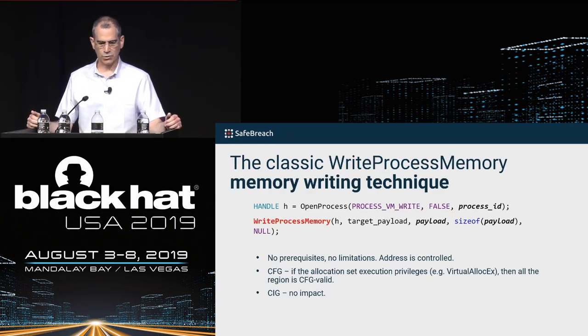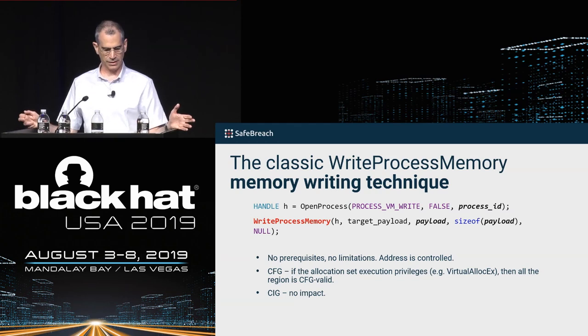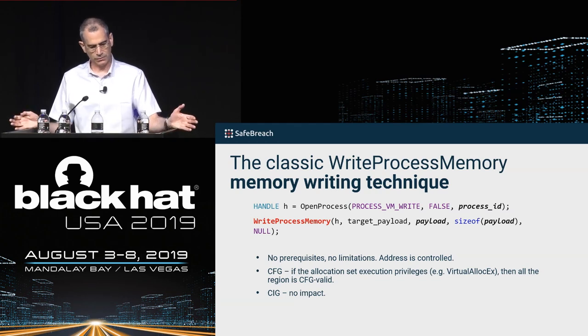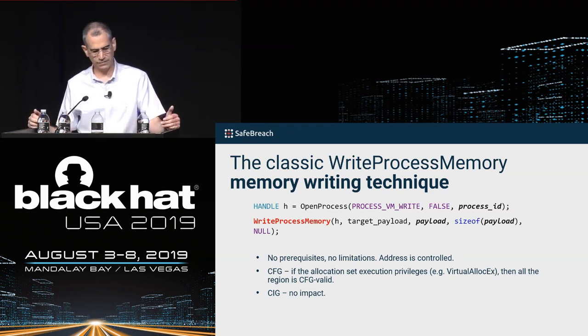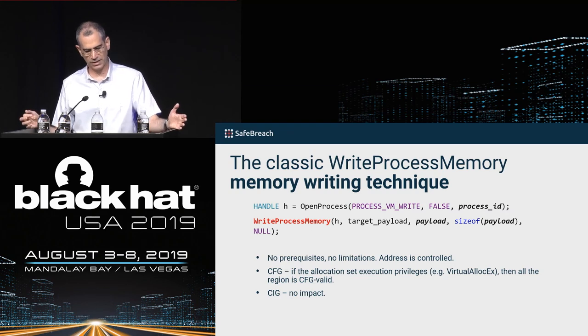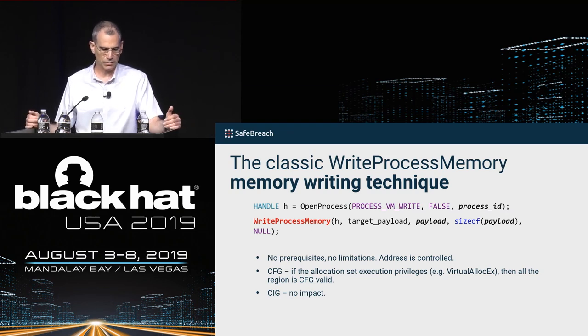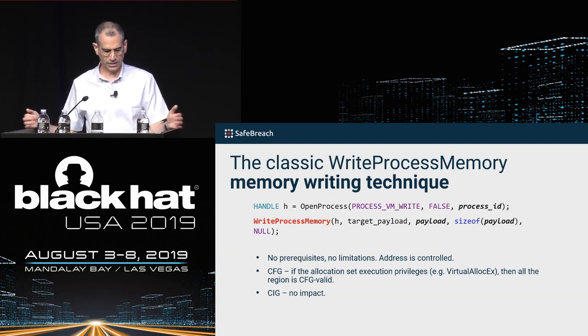And then we have the classic WriteProcessMemory memory writing technique. With WriteProcessMemory, there are no restrictions and no limitations. The address is fully controlled by us. And with CFG, if the allocation sets the execution privileges, then we know already that all the region is CFG valid, which makes us very happy. And CIG has no impact because we're not talking about DLLs here.